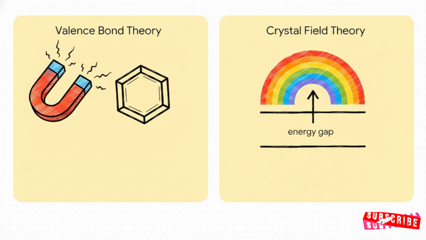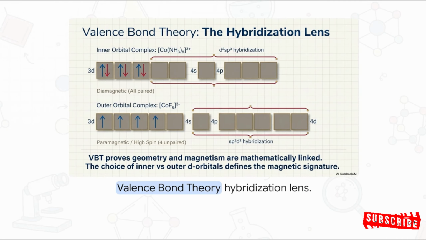So, the absolutely crucial point here is understanding the difference between these two major theories. If you get a comparison question on the test, just remember that valence bond theory, or VBT, explains geometry and magnetic signatures through orbital hybridization. Crystal field theory, or CFT, relies on electrostatic point charges to unlock precise energy gaps, and therefore explains the origin of those complex colors. Let's look closer at VBT.